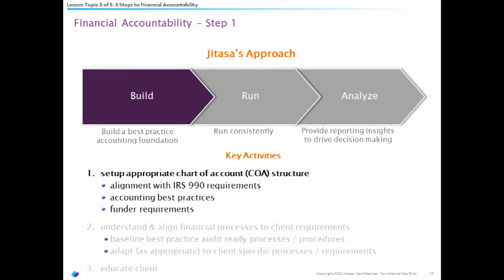Okay, so the first step that we're going to talk about is building the chart of accounts. So basically, the way we do it here at Jitasa is we make sure that your chart of accounts is aligned with IRS 990 requirements. And it's also aligned with accounting best practices and any funder requirements. And I know that, again, is an issue that I see a lot, basically because a lot of grants require additional information than maybe the 990 would, and it's very, very challenging sometimes to pull the information out of your accounting system in order to meet your funder requirements. So what I always like to try to do is create a chart of accounts that is basically meeting all those needs.